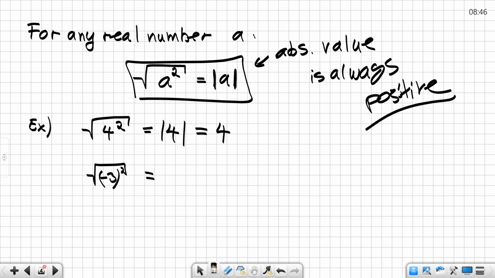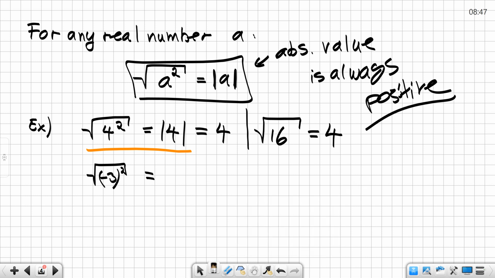Look, if I would have gone the long way, then I could have said the square root of 4 squared. What is 4 squared again? That is 16. And the square root of 16 is indeed 4. So, in other words, this right here is just a shortcut if I have it in this special form.